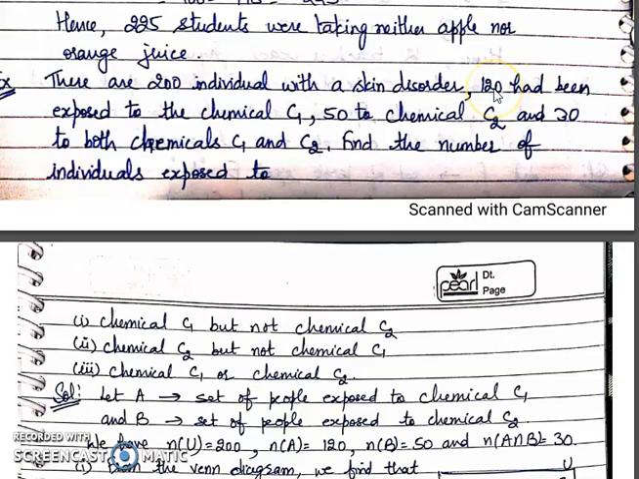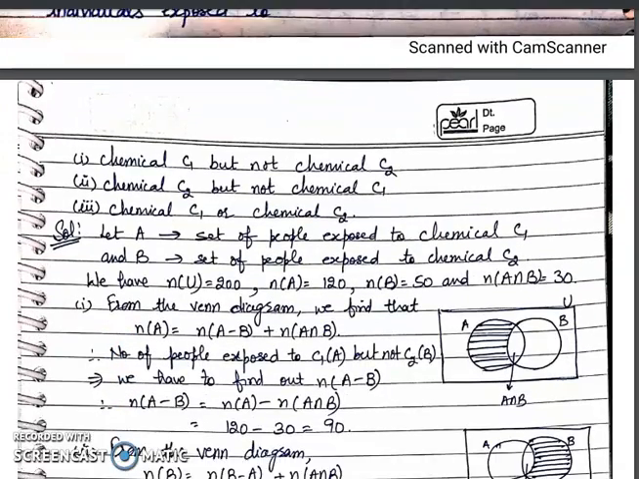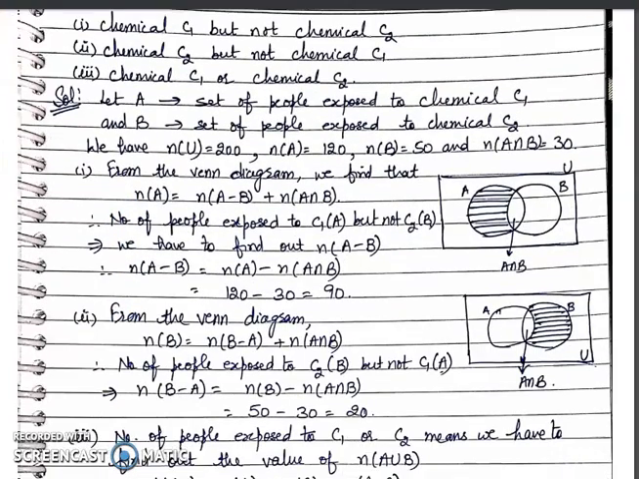Number of elements in the set A is equal to 120. Number of elements in the set B is equal to 50. And 30 people are exposed to both chemicals C1 and C2. So the number of elements in A intersection B is equal to 30. Now we have to find out the number of people exposed to chemical C1 but not C2. So this we will explain with the help of a Venn diagram.